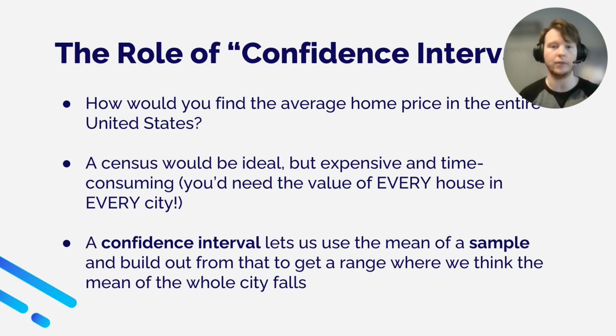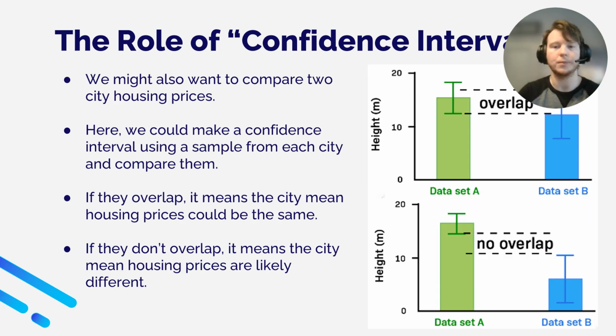You'd need a ton of information to come in pretty quickly since house prices are always changing. And you'd have to be able to get the phone numbers, for example, of every homeowner in the United States, which seems a little bit unrealistic in a short span of time. So what a confidence interval would do for us is take the mean of a sample and build that out to get a range where we think the mean of the entire, could be the country, could be the state, could be the city, falls.